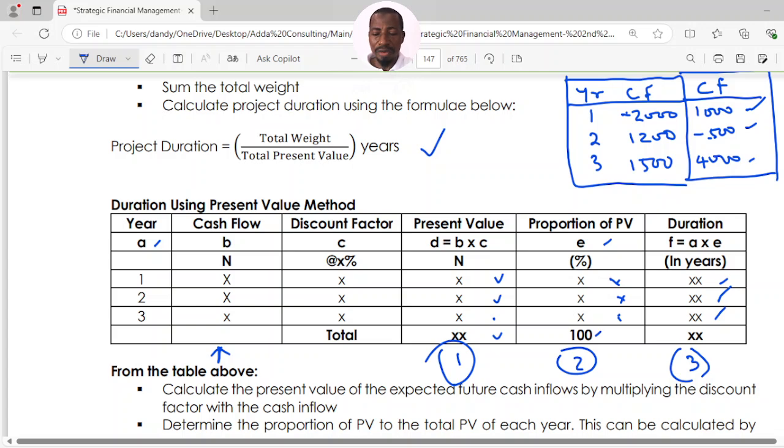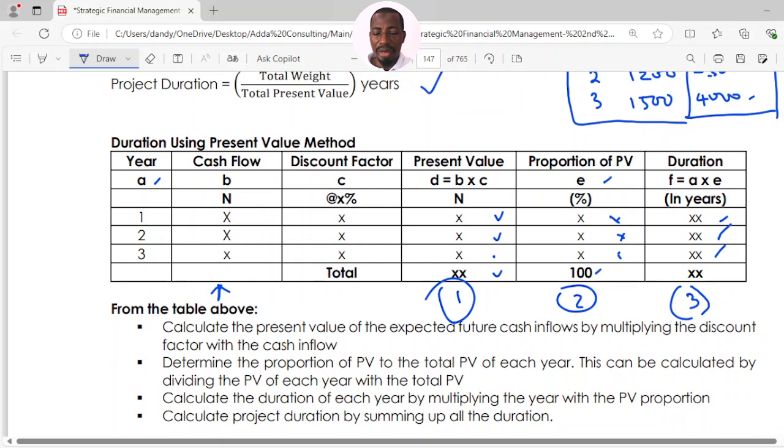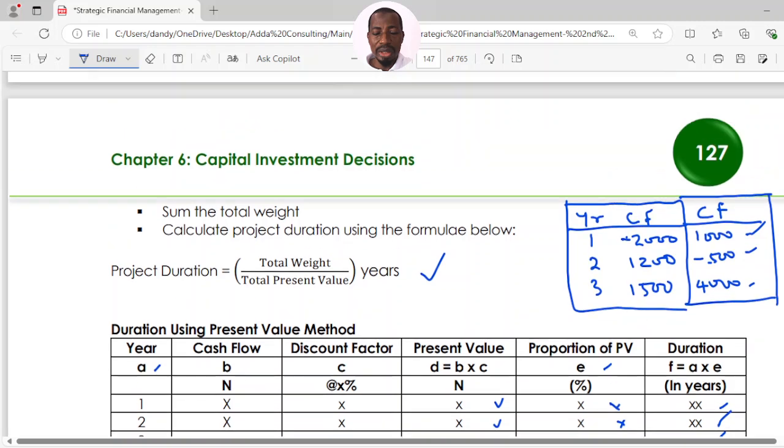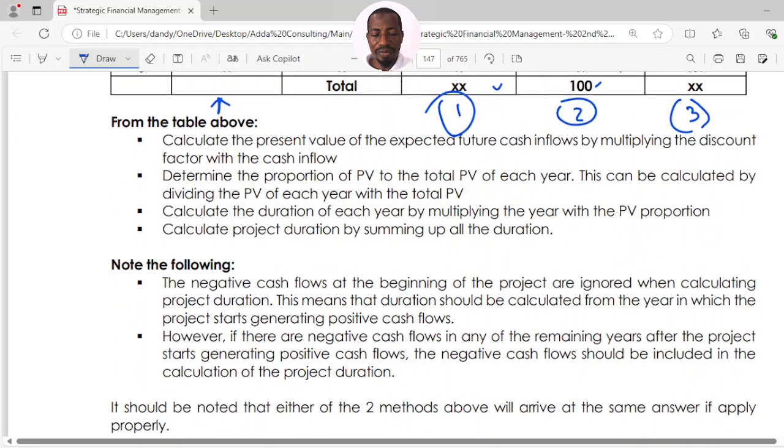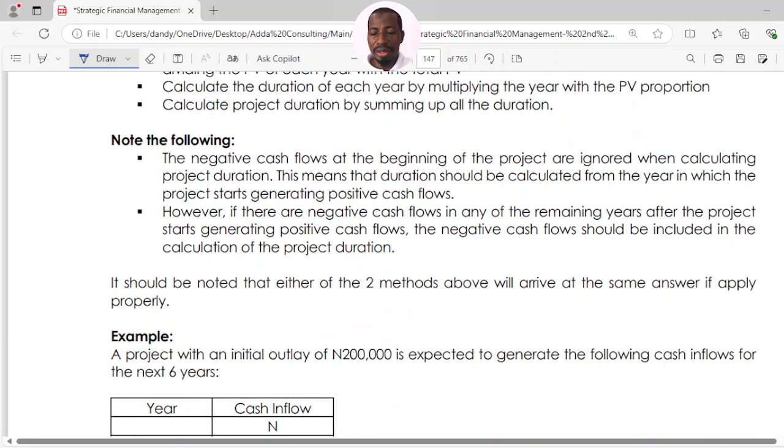No need for other formula again. All right, no need for other formula. So this is the way to calculate project duration. You can use either the weighted average method or the present value method. You can read more in all the explanation I've done in this material. Then, like I mentioned to you, the decision rule under duration is that the shorter the duration, the better the project, and vice versa.